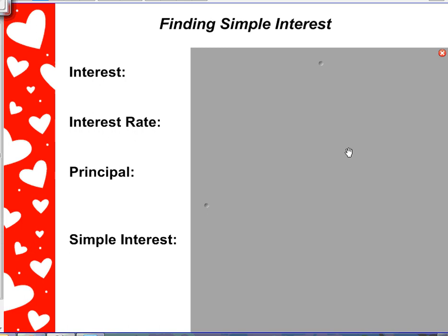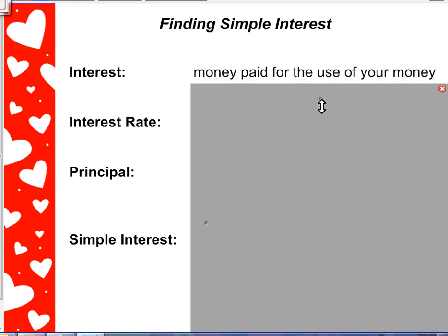So, finding simple interest. First of all, we have some vocabulary words that we need to know before we even start talking about simple interest. The first being interest itself. What on earth is interest? Well, it's money paid for the use of your money. So if you've ever heard your parents talk about you earning interest from putting your money in a bank, that's what they're talking about. You can earn money very slowly, I will admit, by keeping your money in a bank.